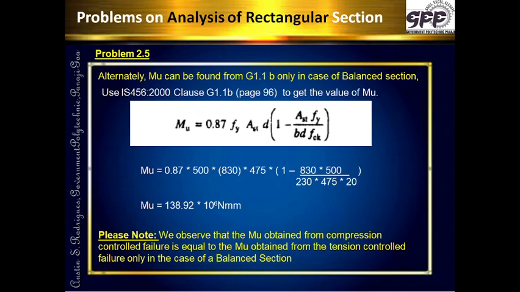Mu from the compression side will always be equal to Mu from the tension side, depending upon how much stress exists in the steel as well as the concrete. Mu from any of the sides has to be equal, but in the case of a balanced section it has to be equal in both directions because both have reached their yield stress together. So that is what we observe over here.